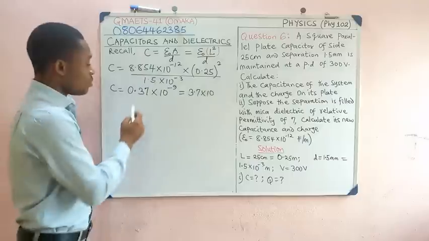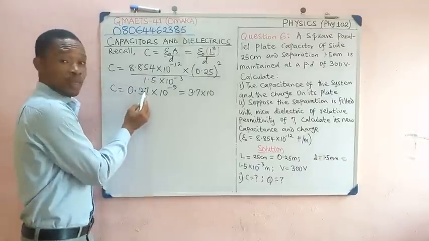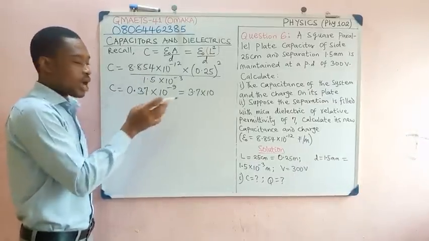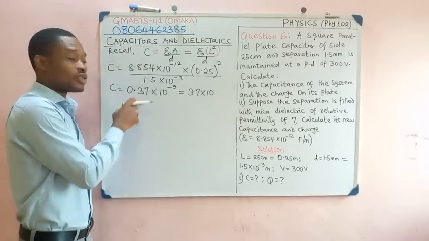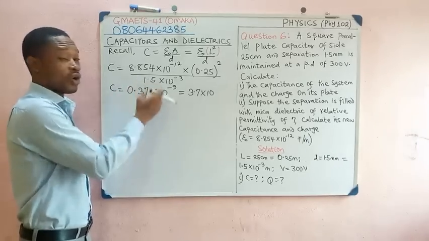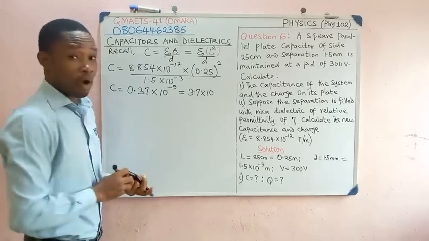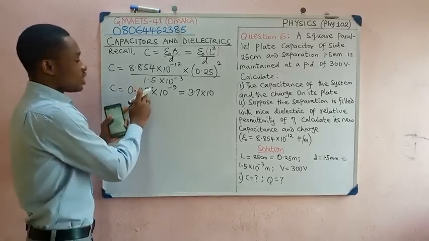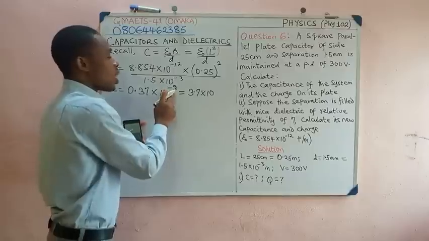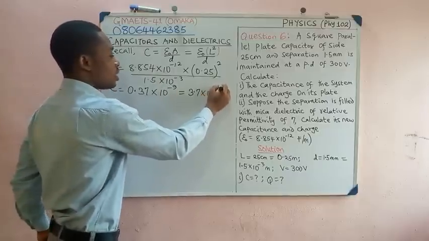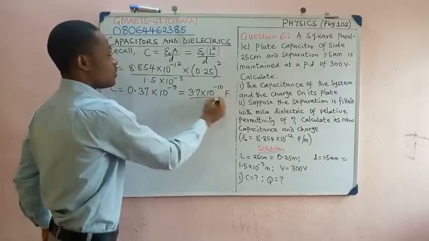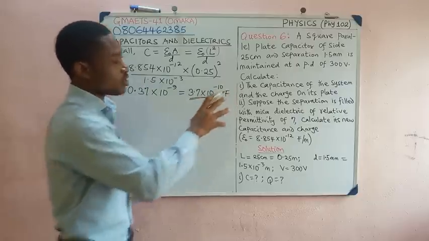What did I do? I moved the point from here to between 3 and 7. Because ordinarily we prefer that a non-zero number appears before a decimal point, okay? It's not like a rule, but just formal. So moving the point one time to the right means I'm going to subtract 1 from this minus 9, therefore making it what? Minus 10. So this is the capacitance in the first case of the question.